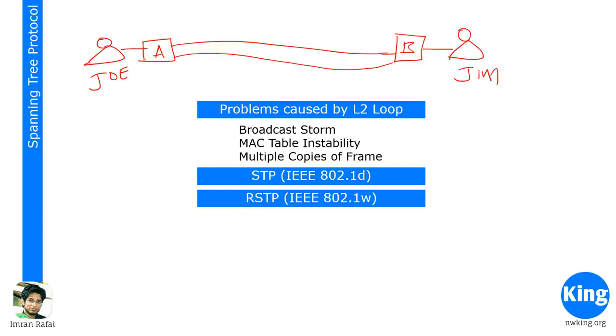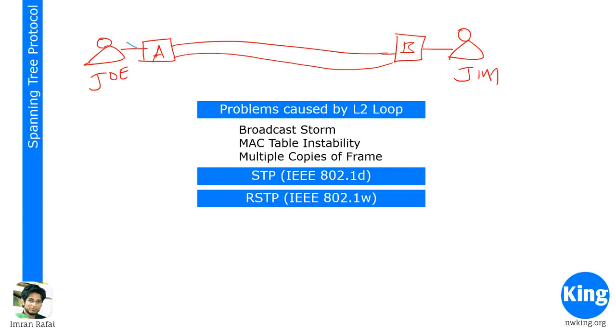If Joe sends a message to Jim, Joe sends that frame onto switch A. Now switch A does not know the MAC address for Jim, so what it does is it would send a broadcast. Now if switch A sends a broadcast, that broadcast goes out on all the interfaces.